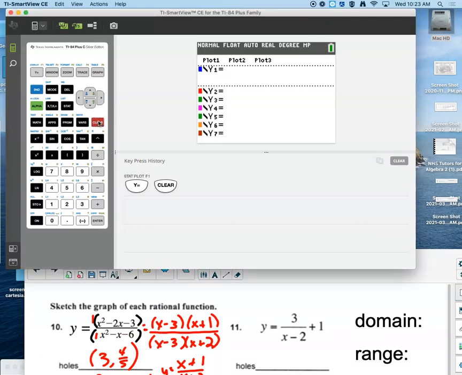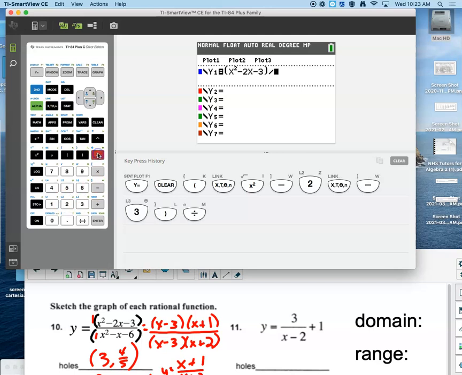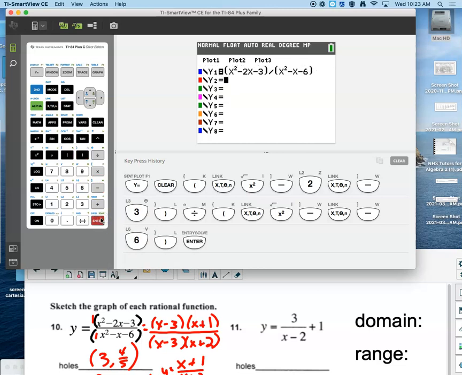Parentheses x squared minus 2x minus 3, divided by parentheses x squared minus x minus 6. Zoom 6.